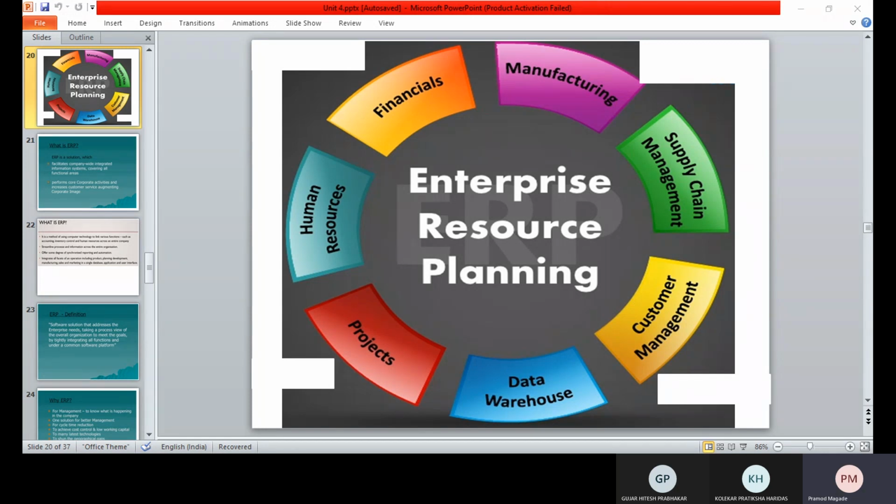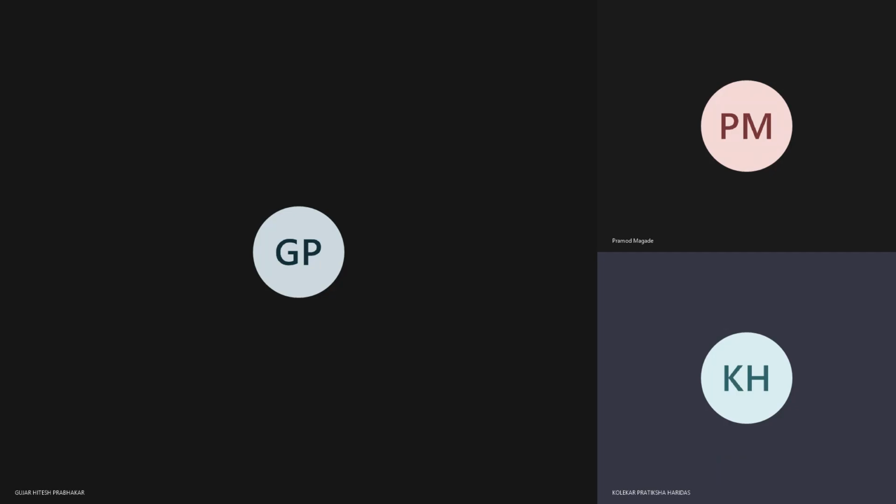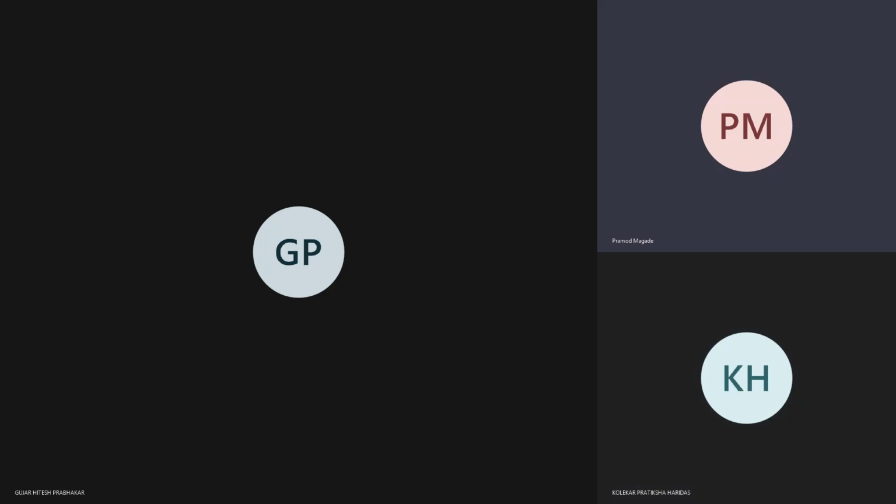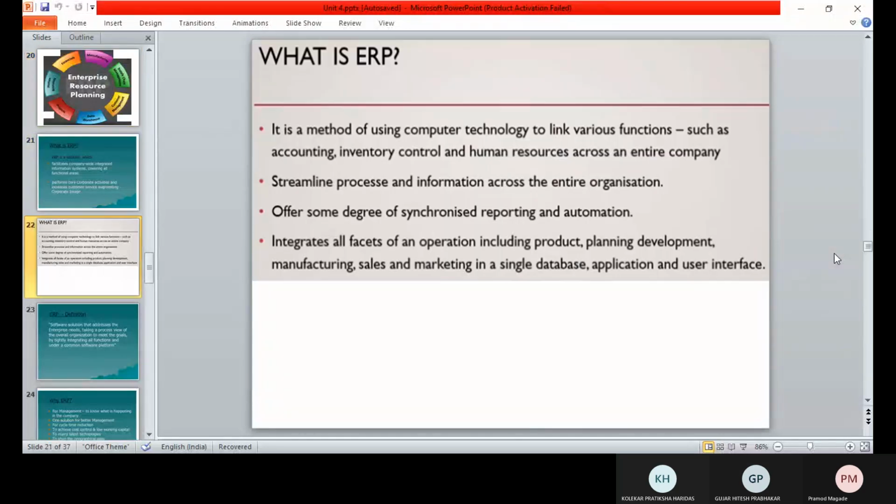The slide is not changing. It is not visible, Pratiksha. It is visible, but the slide is not changing. The next slide is not visible. Yes, sir. One minute. Now look. Nice, guys.